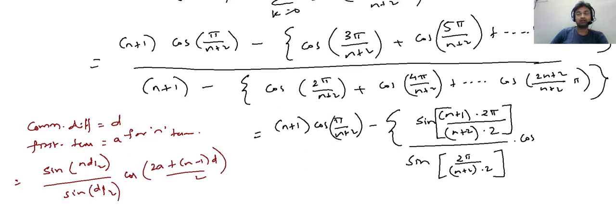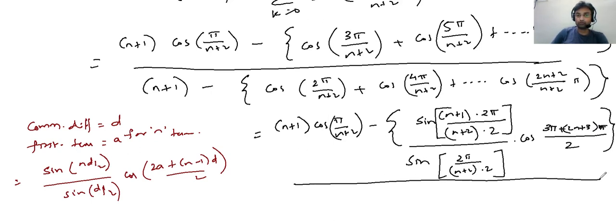If I take 2 common, it will become n plus 3 pi. Okay, so let's just write it like this. 3 pi plus 2n plus 3 pi whole divided by first term plus last term divided by 2. If I solve it further, it's gonna become a more easier version. Let's do that as well.